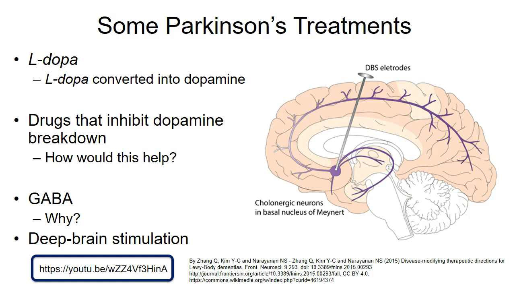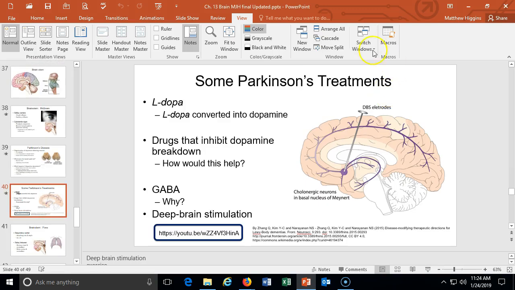So here you could also use GABA. What is GABA? Is that an excitatory, inhibitory neurotransmitter? Inhibitory, absolutely. The latest one is to take a look at some deep brain stimulation, and I'm going to show you a quick video of this.